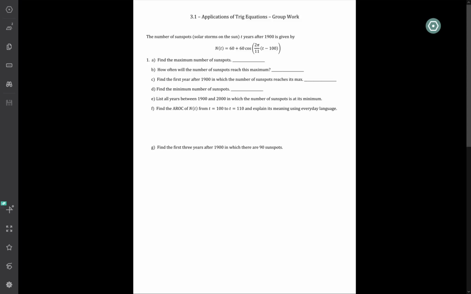Okay, so if I'm thinking about the graph of this thing, I know that my equilibrium is at 60, and that my amplitude is also 60. So the top of this thing is going to be at 120, and the bottom is going to be at 0. This thing being the cosine wave. So the maximum number of sunspots that we're going to hit is 120. And the minimum number of sunspots will be 0.